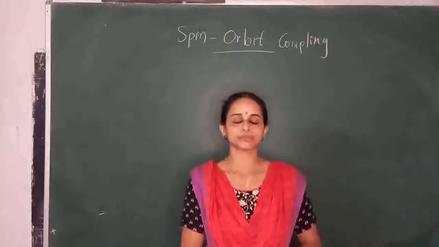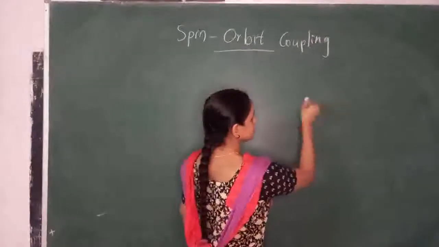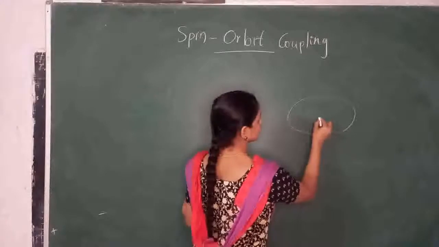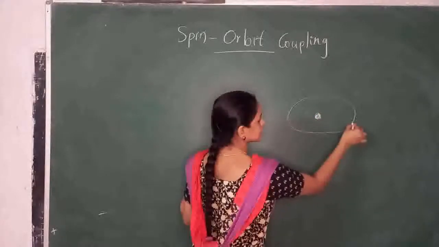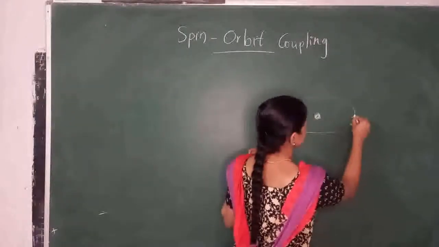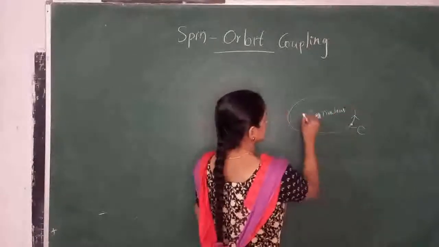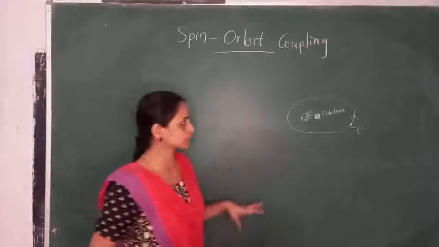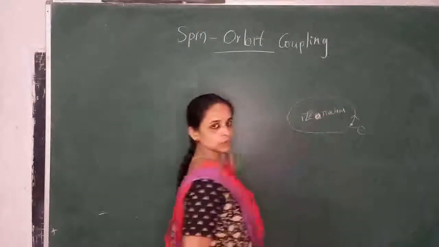we can use a classical picture. In a classical model, the electron is revolving around the nucleus. This is the nucleus and this is the electron revolving. The charge of the nucleus is Z, where Z is the atomic number. So the electron is revolving around the nucleus.